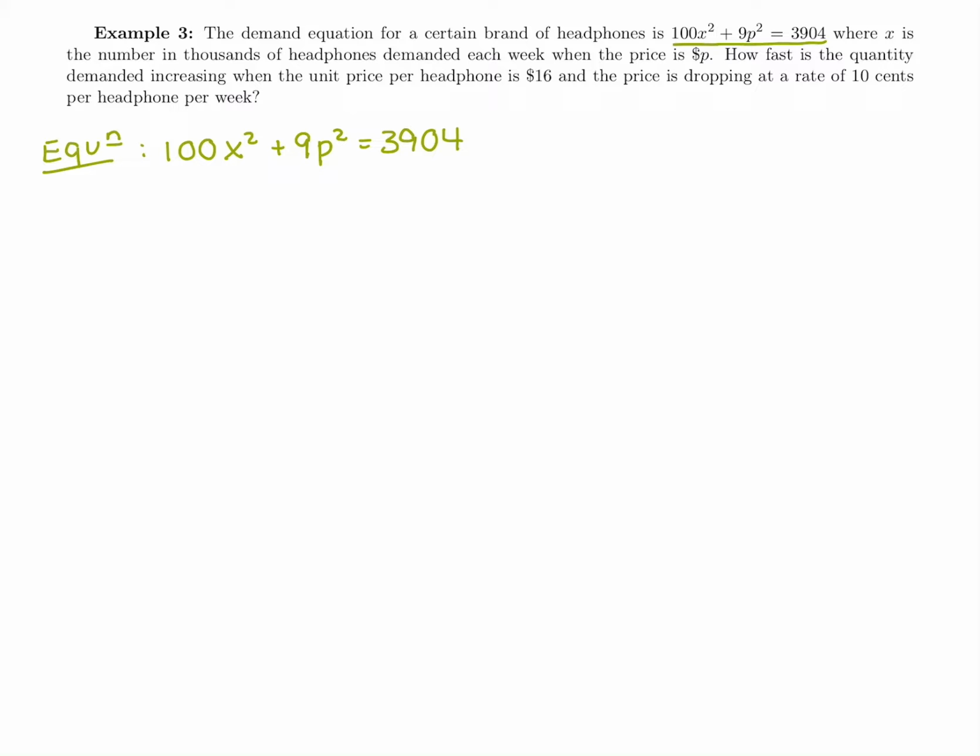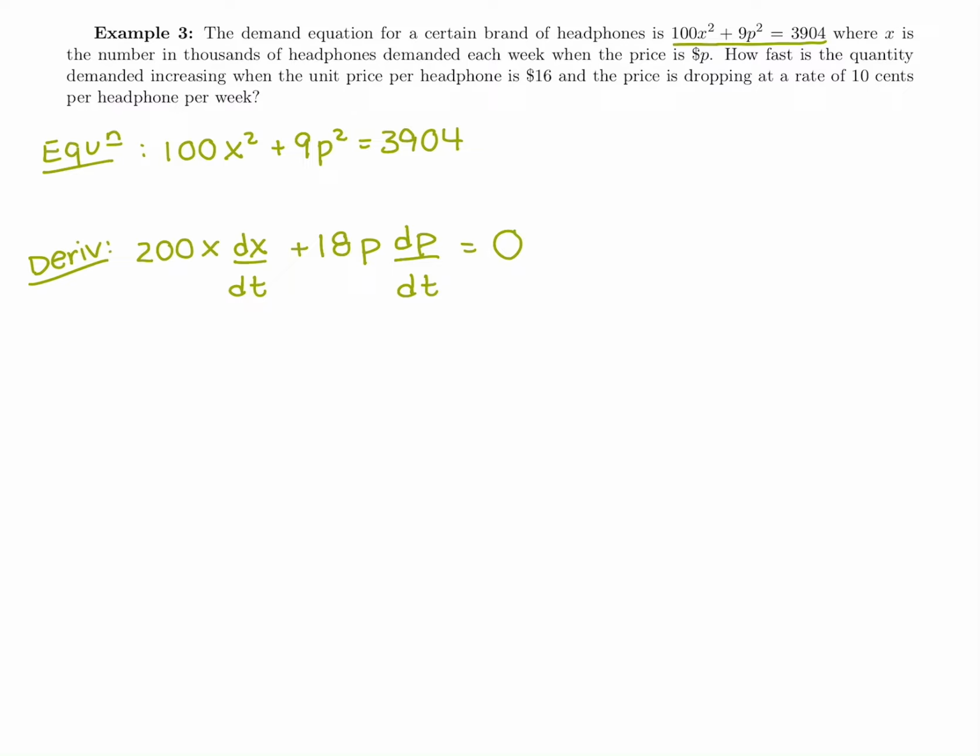We're taking the derivative with respect to time, so I can even jump in and take my derivative and see what that would be. I'm going to bring down the power and subtract one for the new power. So 100 times 2 gives me 200x dx/dt. For that first piece, we took the derivative of x with respect to time. Next one, 9 times 2 is 18, so we get 18p dp/dt. And on the other side, it is not going to be 3,904 anymore, because we're taking the derivative of a constant, so it will just be 0.